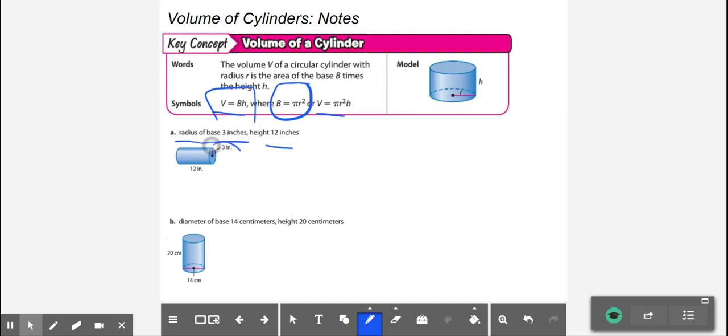So we can use the radius to find the area of the base. We talked last week about the area of a circle. So we can find the area of that circular base and then multiply by the height. In this problem, the height is 12, even though it's sideways, our cylinder is laying on its side. Remember that the height is always the distance between the two bases.